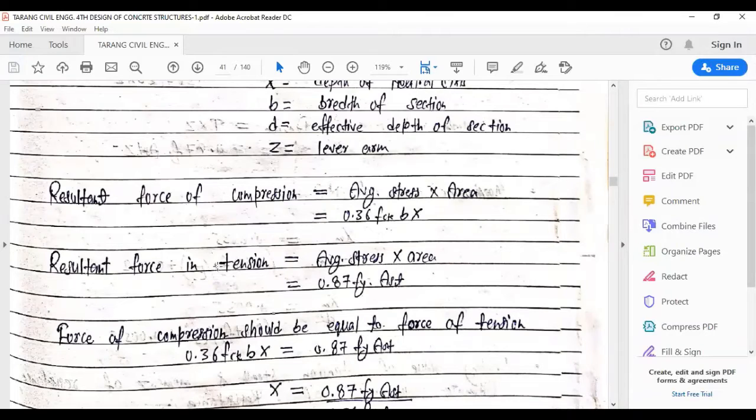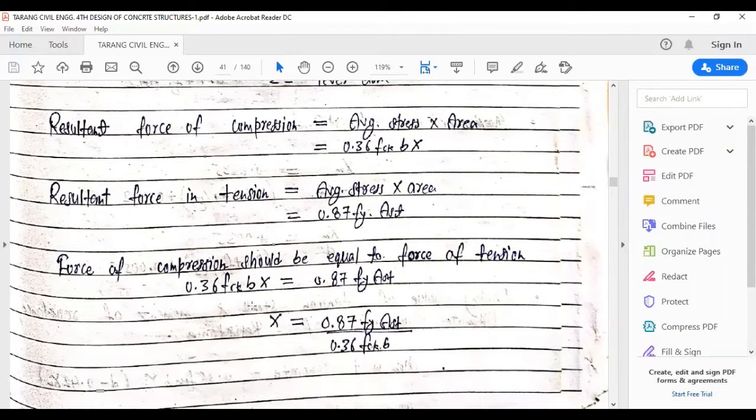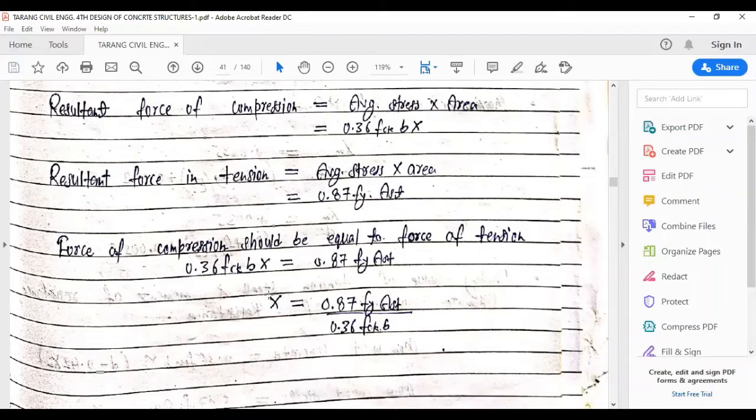For equilibrium, the force of compression should be equal to the force of tension. So 0.36 FCK Bx is equal to 0.87 Fy Ast, which gives the value of x, that is the neutral axis, as this expression 0.87 Fy Ast, this whole divided by 0.36 FCK B.